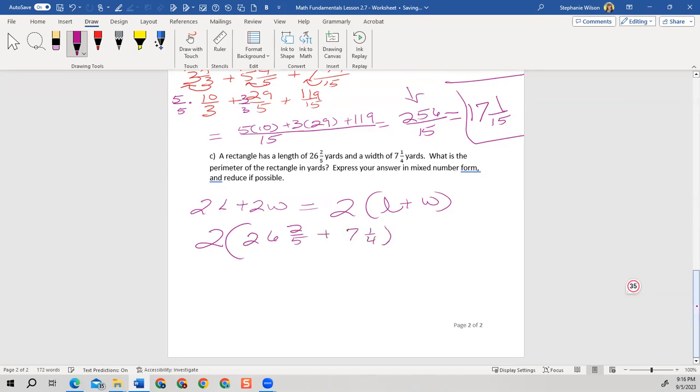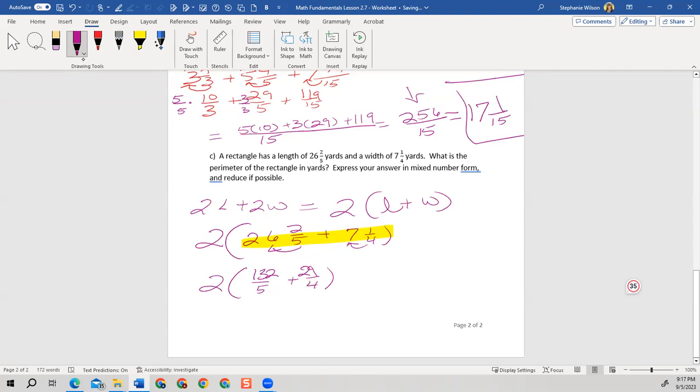So I'm going to convert inside this parentheses. I'm going to go ahead and convert these to improper fractions. The denominator is what doesn't change. So let's go ahead and write it down. Now I have 5 times that 26. So 5 times 26 gives me 130, and I'm going to add 2 to it, gives me 132. Now I have, excuse me, I almost said the answer. I have 4 times 7, which is 28, plus 1 is 29.